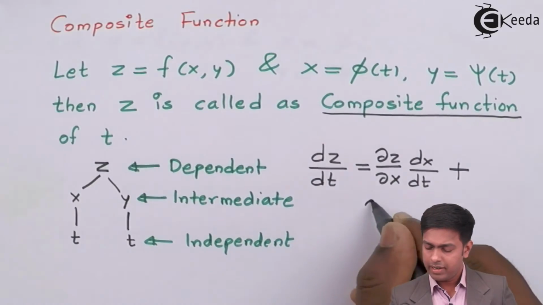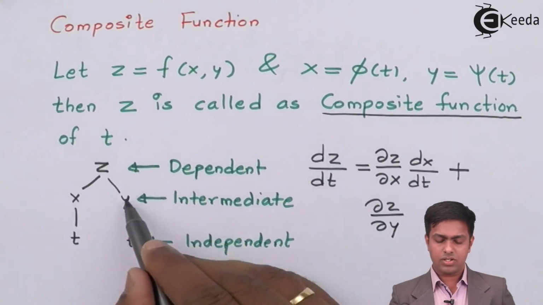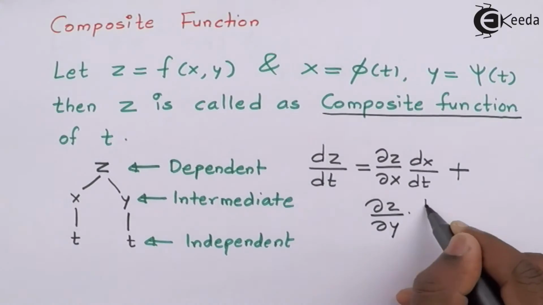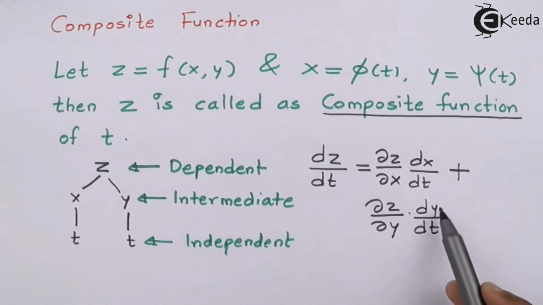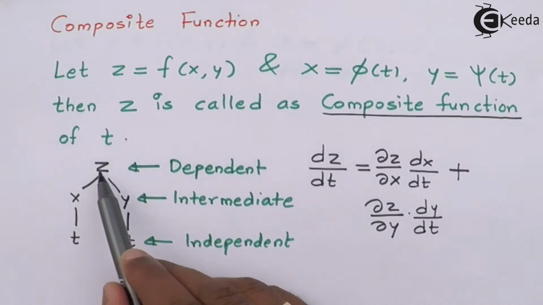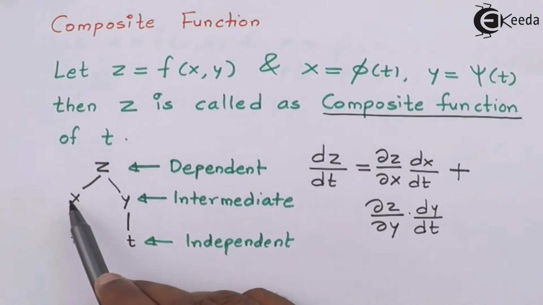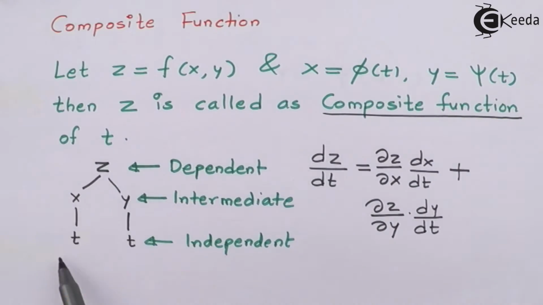So that will be del z by del y into dy by dt. I'm sure that you understood this, that y is a function of t only, so it will be complete differentiation. And when I'm finding del z by del y, I can treat x as constant. Now this is the chain rule. So I've applied the chain rule for both the paths.